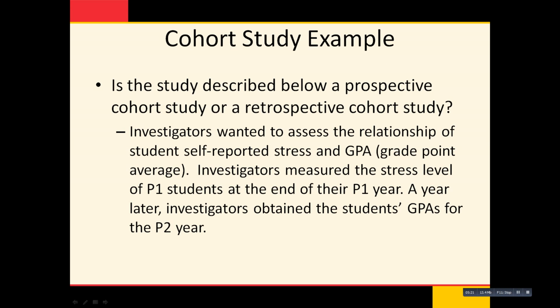Here's an example I want you to think about. Investigators want to assess the relationship between self-reported stress by students and GPA, grade point average. If investigators measure the stress level of P1 students at the end of their P1 year, and then a year later obtain the students' GPA for the P2 year, is this a prospective cohort study or a retrospective cohort study?